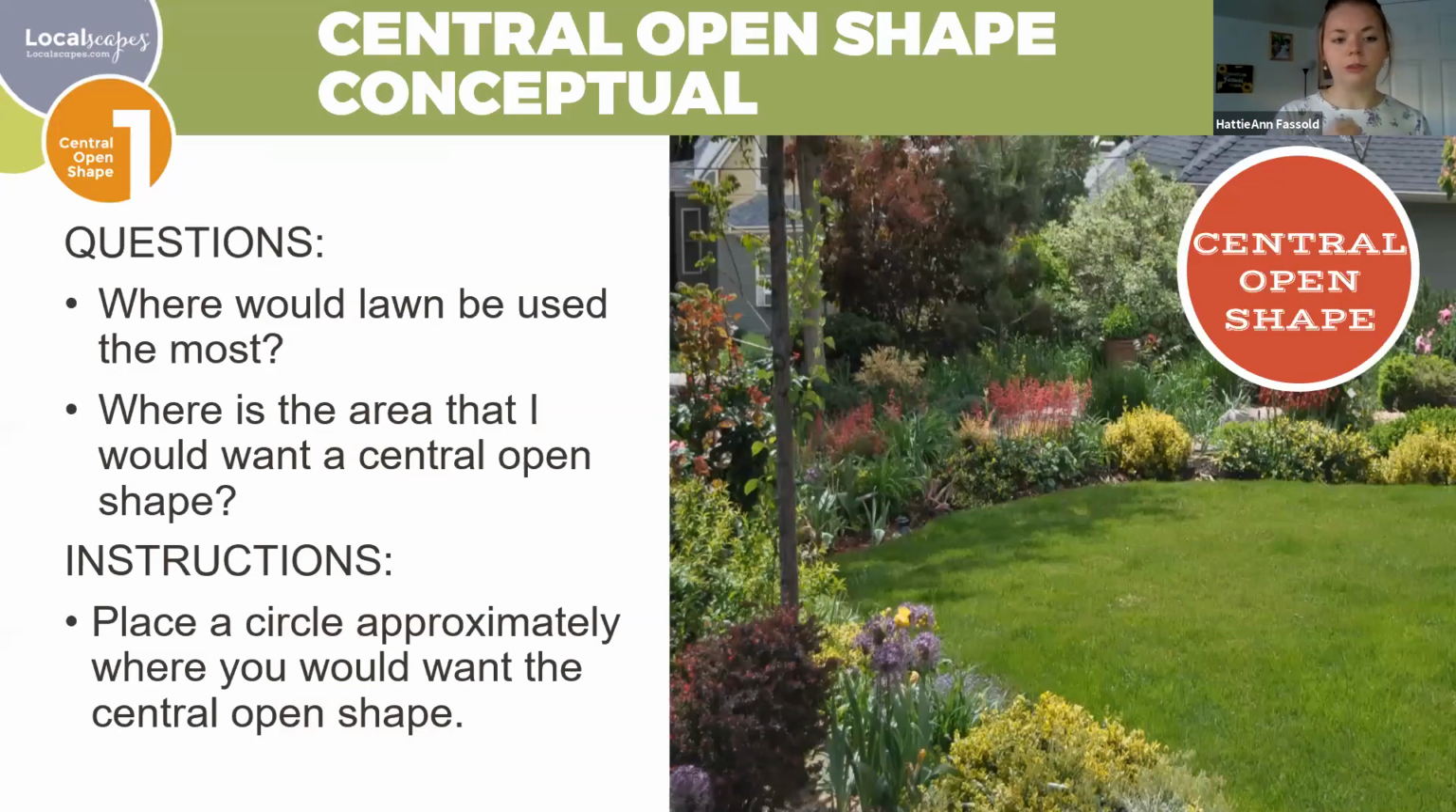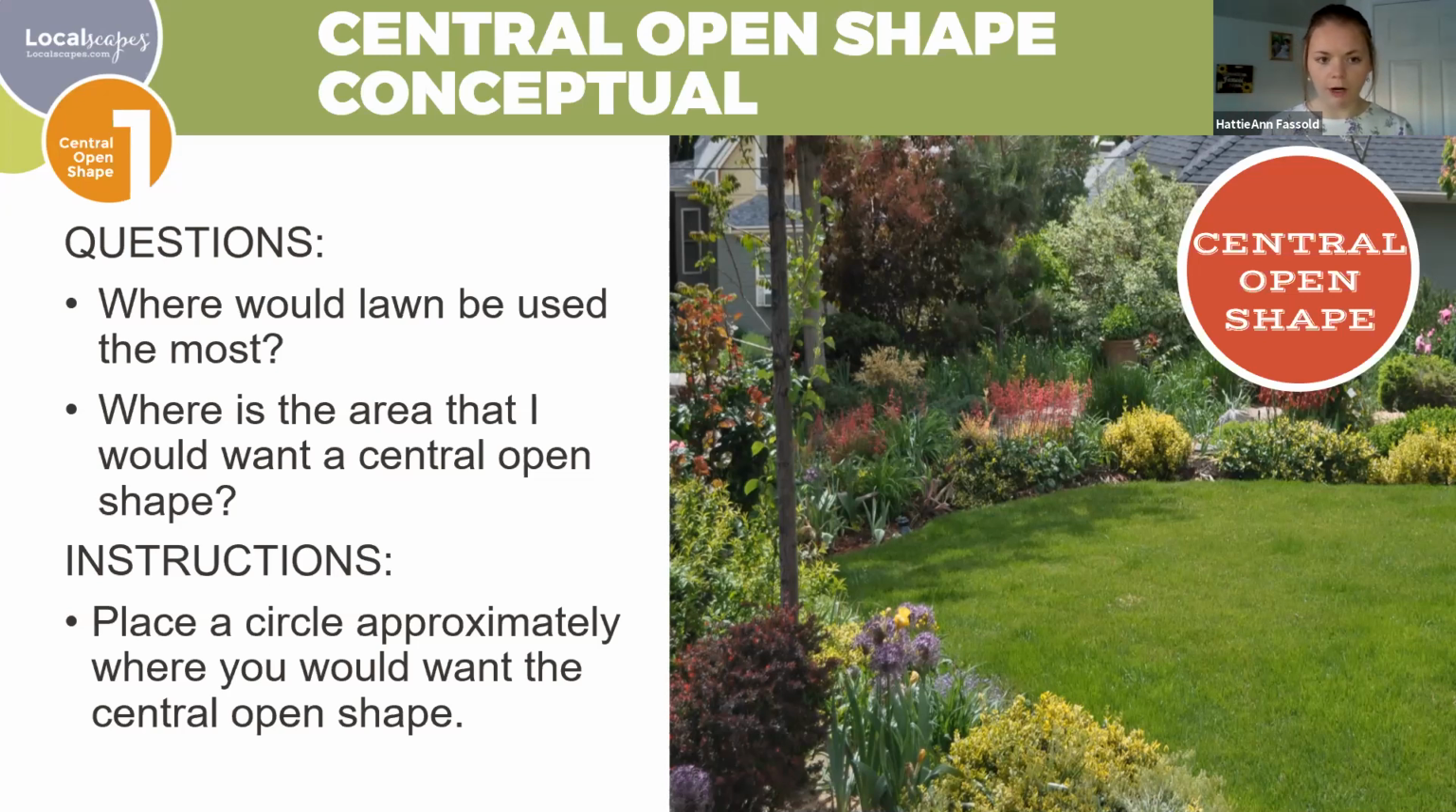So we're going to start with the central open shape. And these are the questions you want to ask yourself when you're thinking about where to put that central open shape: where would the lawn be used the most? Most houses are completely lawn, right? For the examples, a couple were from some random properties I found on Google Maps, to get different shapes, like rectangular, angular, and corner lots. Seeing the bird's eye view on the maps, all of these properties were almost completely lawn.